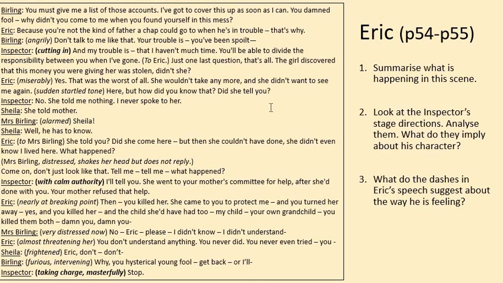"Yes, that was the worst of it all. She wouldn't take any more, and she didn't want to see me again. Here, but how do you know that? Did she tell you?" "No, she told me nothing. I never spoke to her. She told Mother." "Sheila!" "Well, he has to know." "She told you? Did she come here? But then she couldn't have done. She didn't even know I lived here."